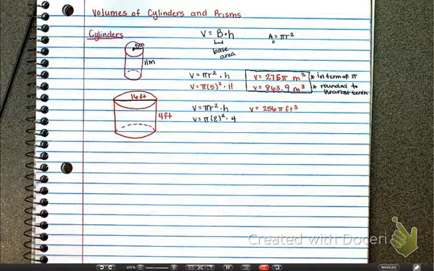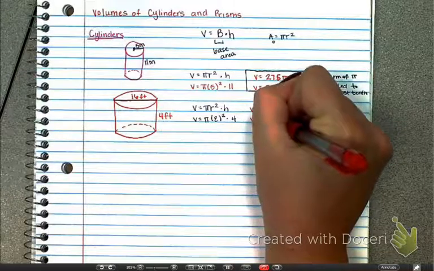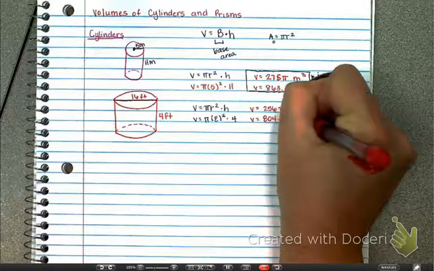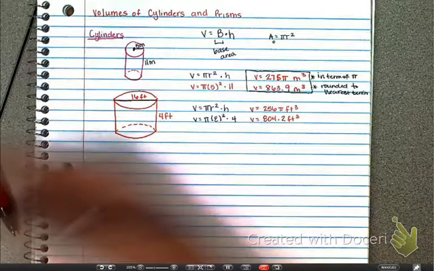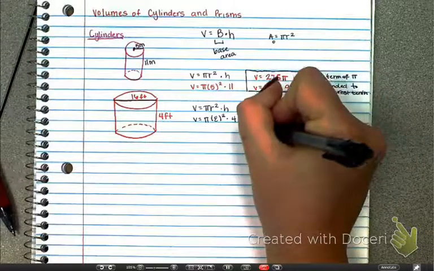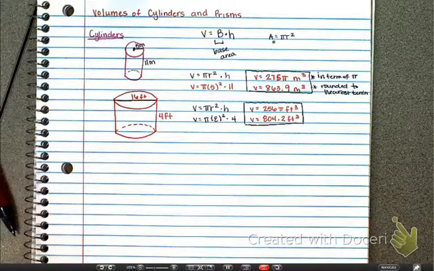256 pi feet cubed. Then rounded to the nearest tenth, you're going to multiply through by pi, giving you 804.2 feet cubed. It is cubed, because volume is always cubed. Your units are always cubed because it's a 3-dimensional figure. Okay? So that's cylinders.